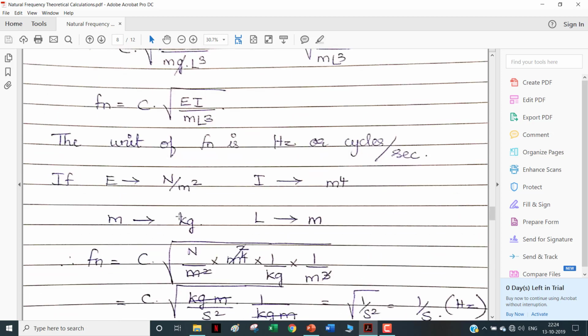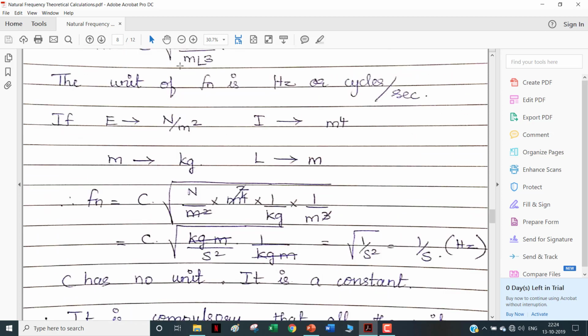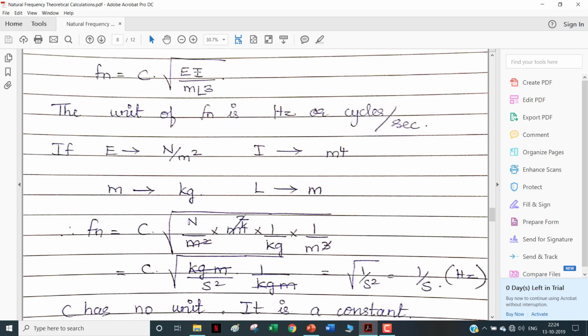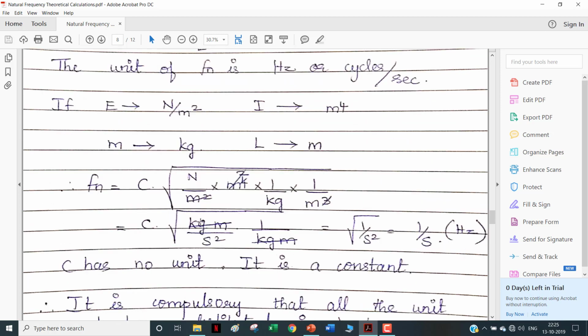Let me substitute the unit system of all this in the above equation. So Newton per meter squared for the E, and meter to the power 4 for I, and mass is in the denominator, so 1 by kg, and L cube is meter cube, so 1 by meter cube. If I cancel all this out, finally I will get kg meter again in the denominator. This Newton can be rewritten as kg meter per second squared, and in the denominator I will have a kg meter. This will get cancelled, and the root of 1 by second squared is 1 by second, which is hertz, right? So C has no unit, so it is a constant. So the unit of frequency will be hertz.